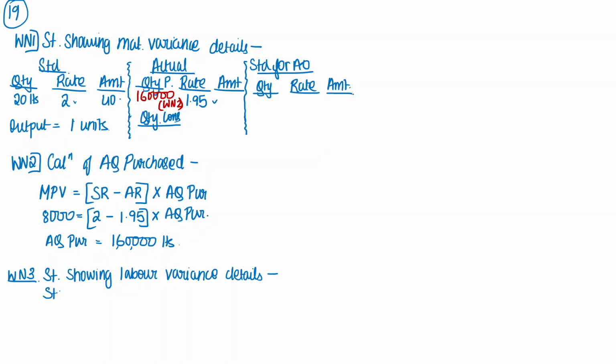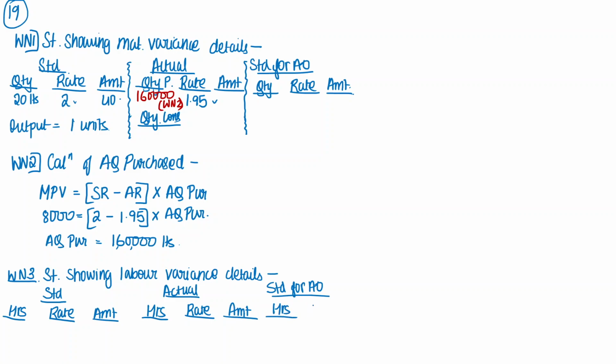Right? So, going ahead. Labor variances. Again, same table: standard hours, rate, amount. Actual hours, rate, amount. Standard for actual output: hours, rate, and the amount.